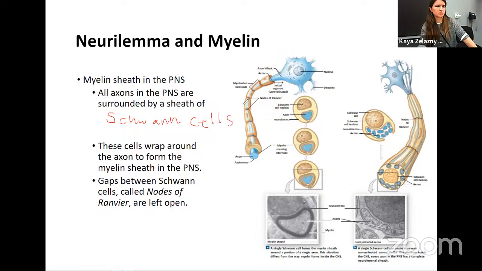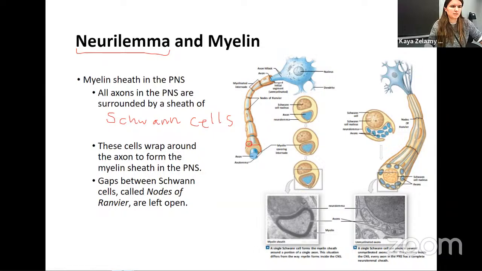Okay. So our Schwann cells are going to be wrapping around and around and around an axon, forming something called a neurolemma, right? So that's what we're looking at here in this image. So this blue part is the neuron, right? And specifically the axon. You can see one little cell body here.